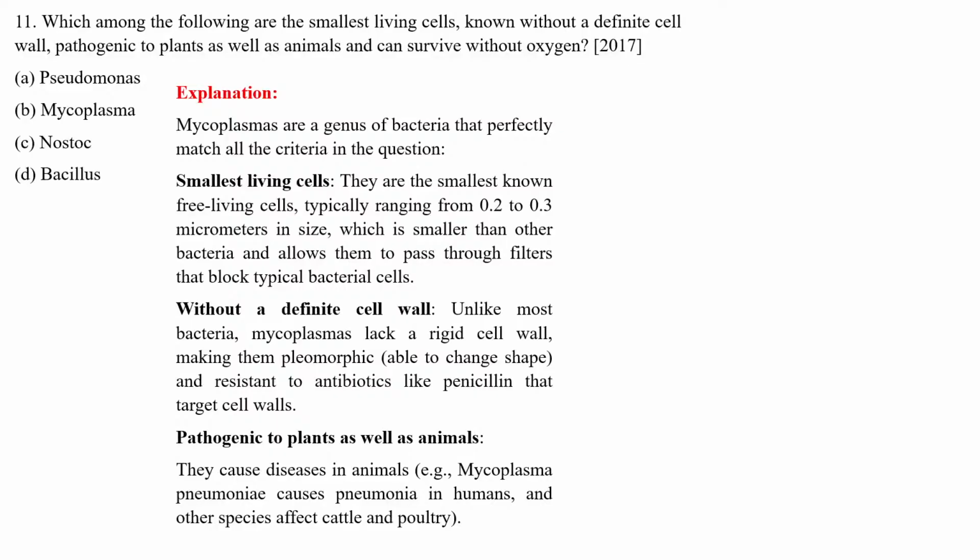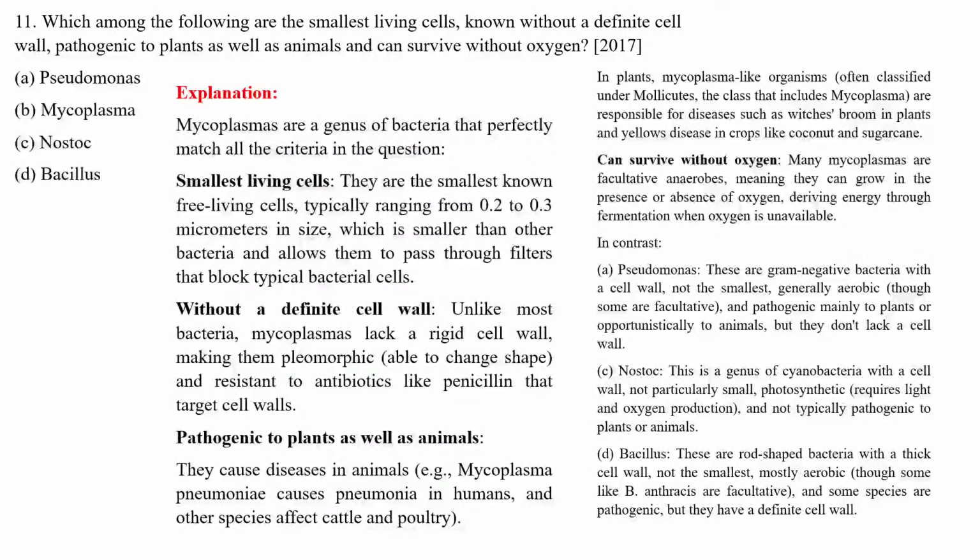These mycoplasmas can cause disease in animals as well as plants. In animals, Mycoplasma pneumoniae causes pneumonia in humans, and other species affect cattle and poultry. In plants, mycoplasma-like organisms, often classified under Mollicutes, the class that includes mycoplasma, are responsible for diseases such as witch's broom, and yellow disease in crops like coconut and sugarcane. They can also survive without oxygen. Many mycoplasmas are facultative anaerobes, meaning they can grow in the presence or absence of oxygen, deriving energy through fermentation when oxygen is not present.